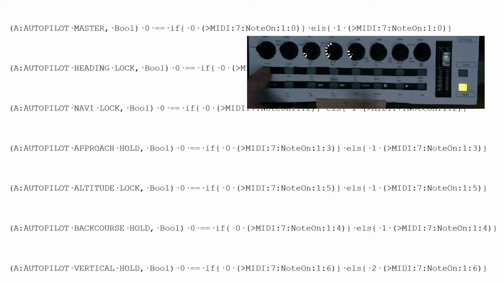So if I turn that on, you should see I've got a flashing light here to tell me it's in this temporary vertical speed mode. So you can use 2 wherever you like rather than 1 if you want something to flash. That's all you do.